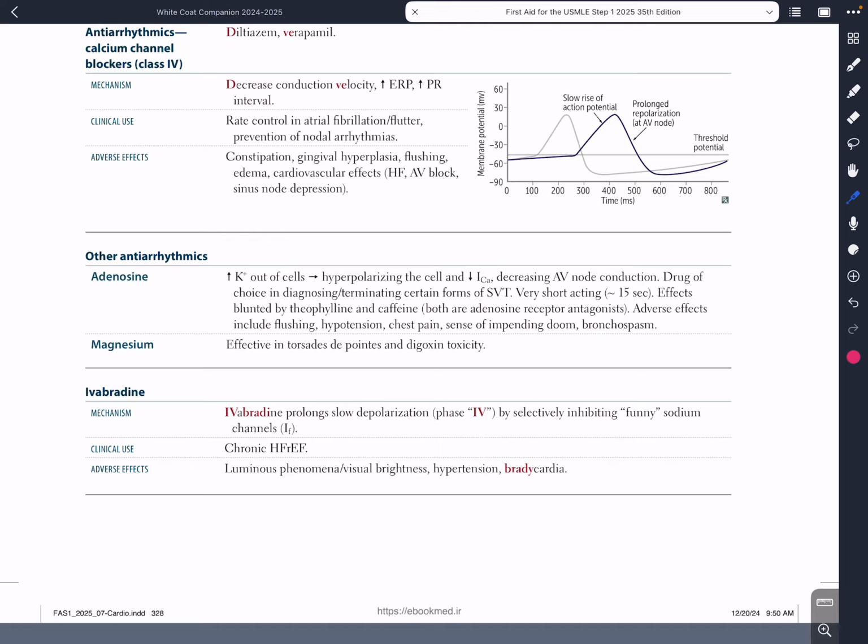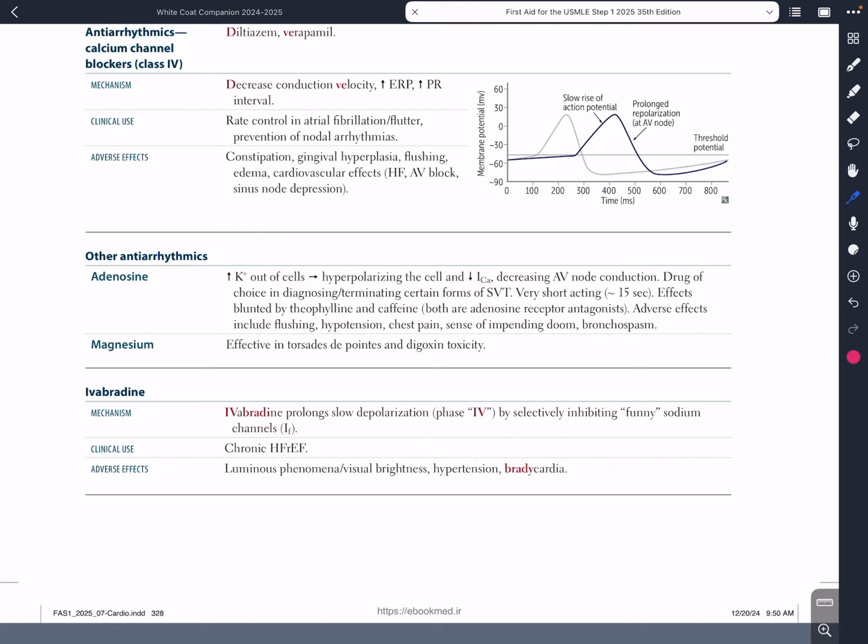Mechanism of action of adenosine: it pushes potassium out of the cells. So adenosine increases potassium efflux from cells, which leads to hyperpolarizing the cell and decreases intracellular calcium. It decreases AV node conduction. It's the drug of choice in diagnosing and terminating certain forms of SVT.